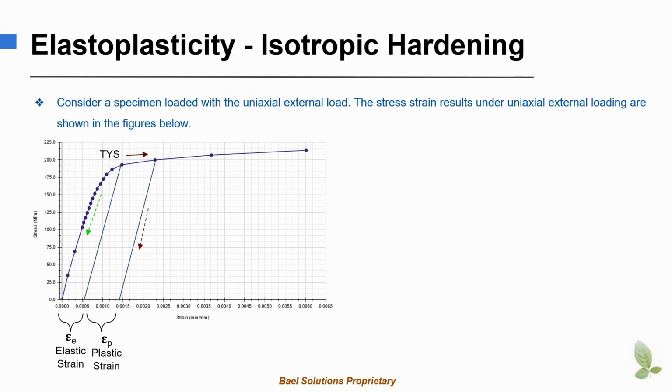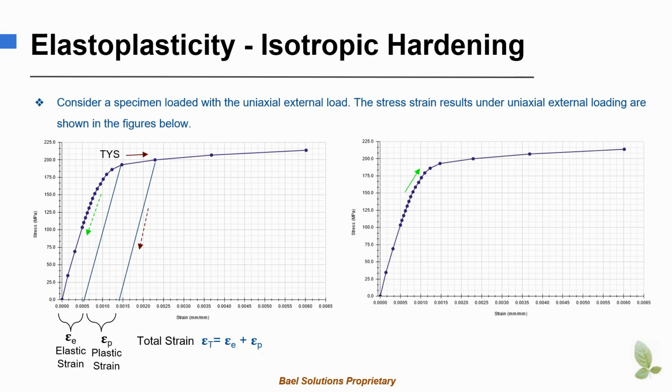The total strain in the specimen is given by epsilon E, that is elastic strain, plus epsilon P, that is plastic strain. Total strain is denoted by epsilon T. Now, if the loading is removed, the deformation in the specimen will reduce by the magnitude corresponding to the elastic strain epsilon E. The deformation corresponding to the plastic strain epsilon P will still remain in the specimen.